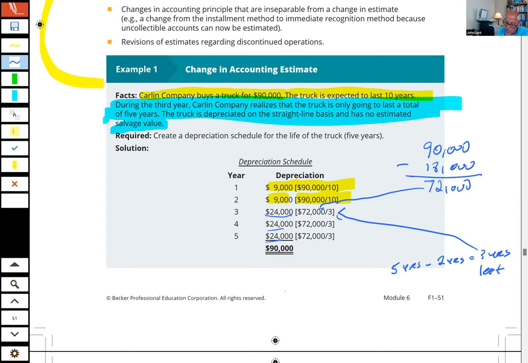Now, it's important here that you see this during year three. They don't tell us when. They don't say whether it was January 1st, July 1st, December 31st. They don't tell us because it doesn't matter. At any time during year three, beginning, middle, end, you decide that this asset only has a three-year life, you use that to calculate the depreciation expense for the entire year. Okay?